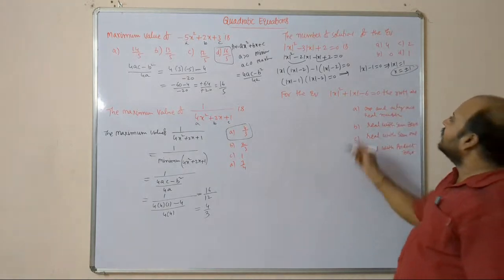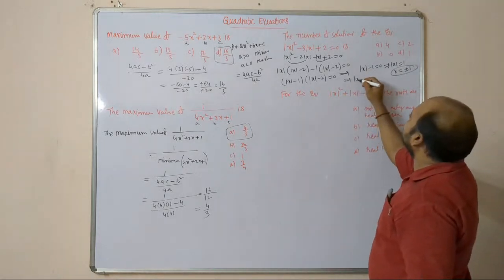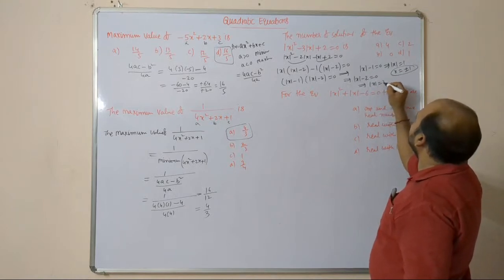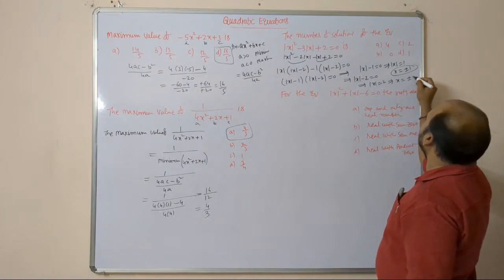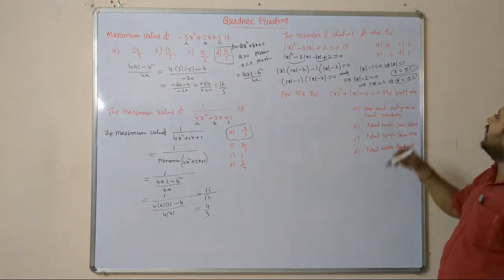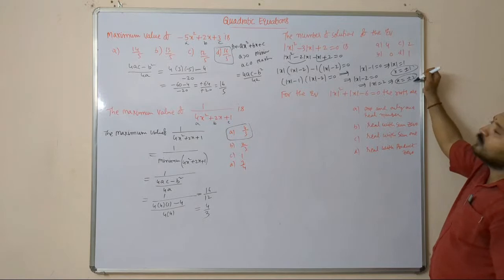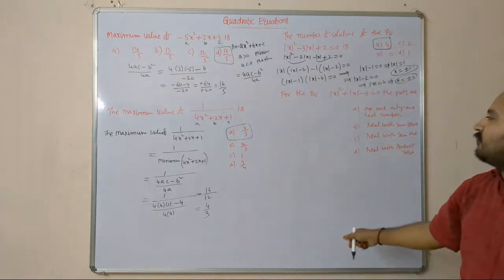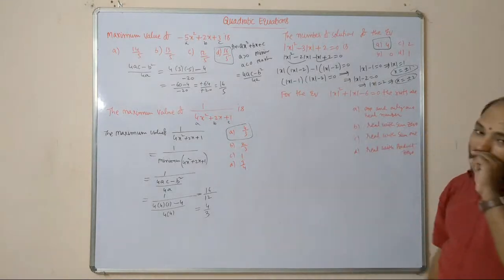Two roots are there. Similarly, mod x minus 2 equal to 0. So mod x is equal to 2. That implies x equal to plus or minus 2. So total how many real roots are there? Plus 1, minus 1, plus 2, minus 2. Total 4 roots are there. Therefore 4 real roots are there. We can find it.